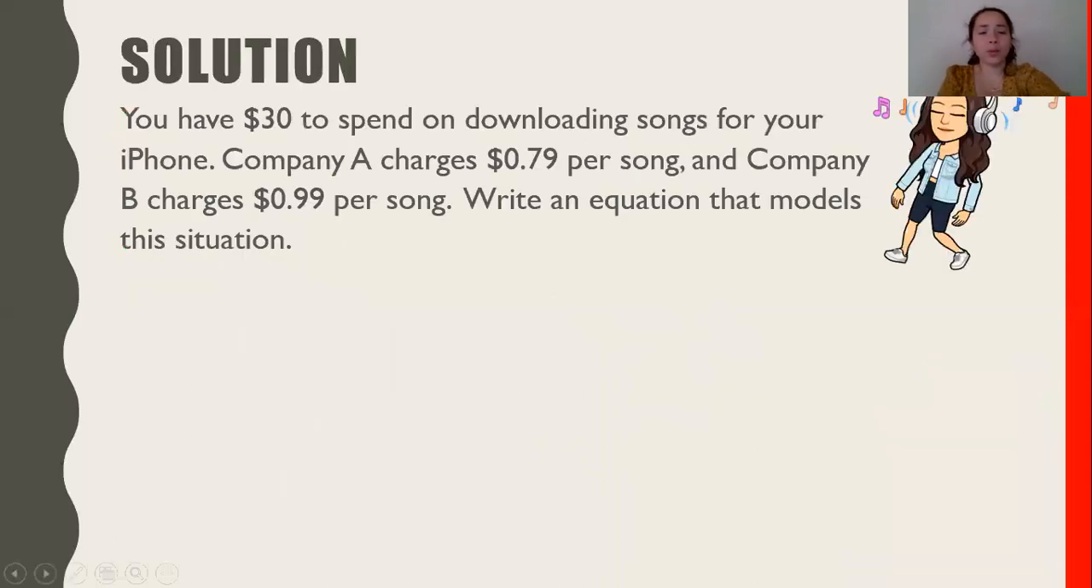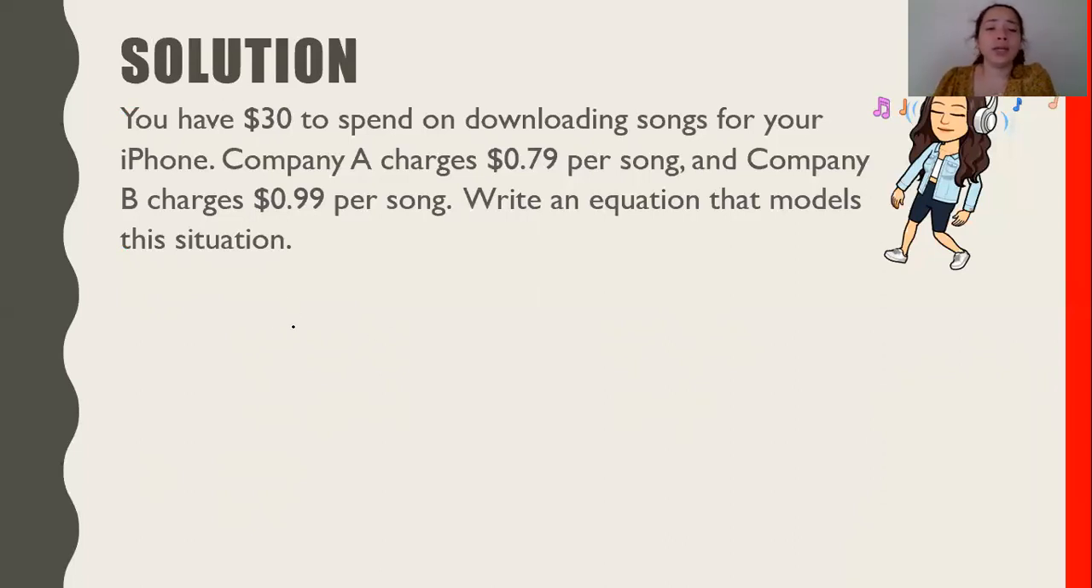So now going back to our problem where you have $30 to spend on downloading songs for your company. Company A charges 79 cents per song and company B charges 99 cents per song. Write an equation that models the situation.